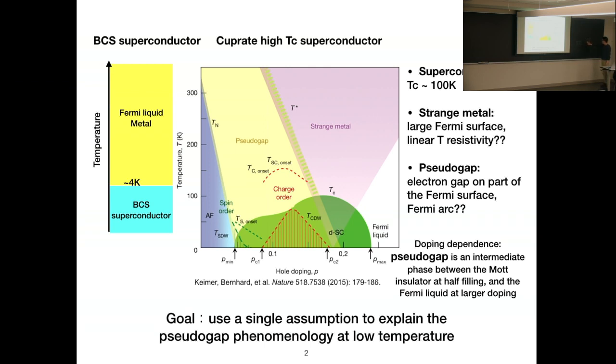Oh, so here I'm drawing the Fermi surface. And this is the large Fermi surface of the Fermi liquid phase. That's where we can excite electrons at zero energy in this momentum space. But below the T star temperature, we cannot excite electrons at zero energy at this momentum, only on these arcs. And this gap here for exciting an electron is called the pseudogap.